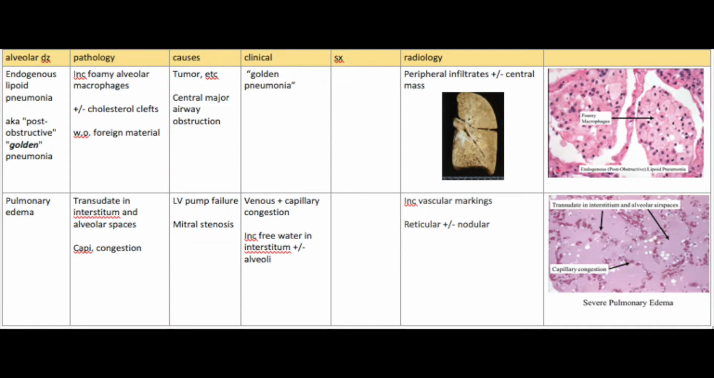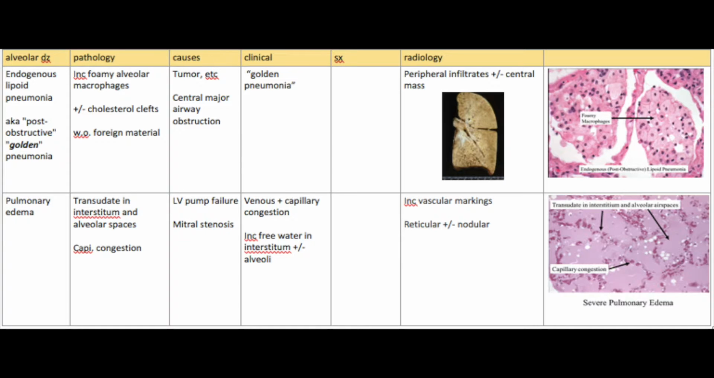So now we're going to go on to talk about endogenous lipoid pneumonia. We just finished talking about exogenous lipoid pneumonia, which was most likely due to mineral oil aspiration. And in this case, endogenous lipoid pneumonia is most likely due to you inhaling some form of animal fat or a bronchial tumor that is nearby.